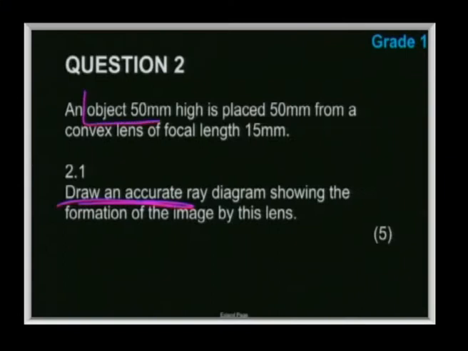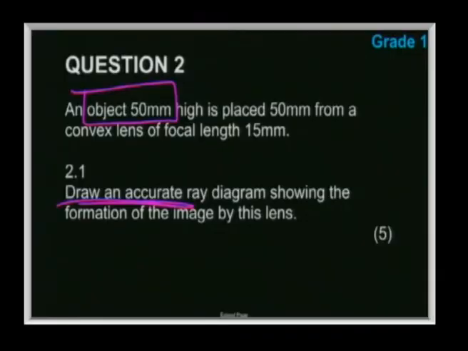Now the first thing to start off with is to identify the important information. They tell me that my object is 50 millimeters high. Now 50 millimeters is 5 centimeters, which is a fairly nice, decent size if you are going to draw your object on a piece of paper. Sometimes they will provide you with graph paper. Then please make sure that you use the correct scale when you do your drawings.